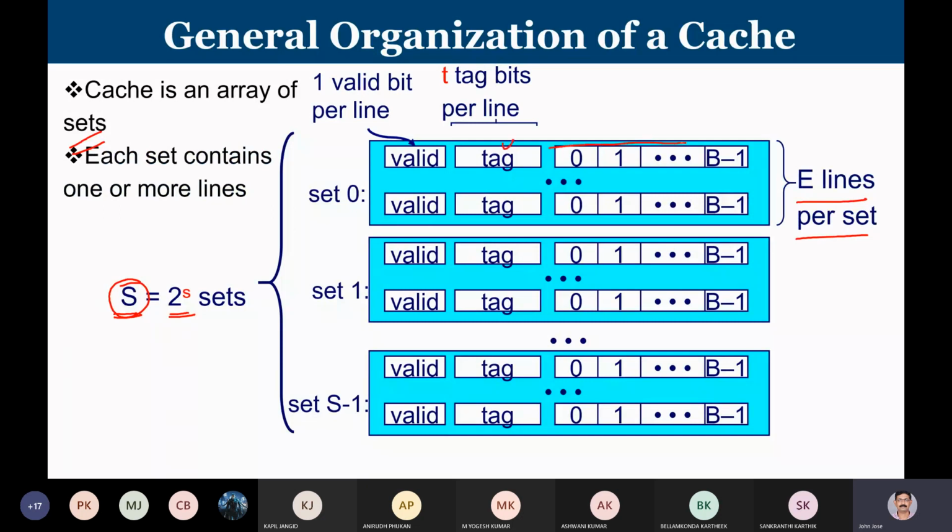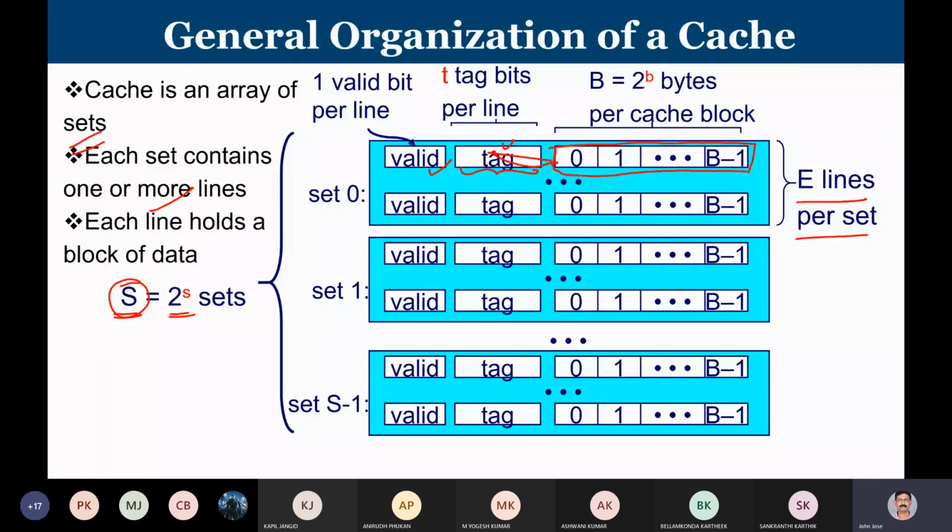This is my data store. This is the data that I am storing. Each cache line has a valid bit, and you have multiple bits which are known as a tag. So each set contains one or more lines, that is called E. Now each line can accommodate multiple bytes of data. This is what is known as your line or block. That is also a power of 2. So I will repeat, your cache memory is organized as an array of sets.